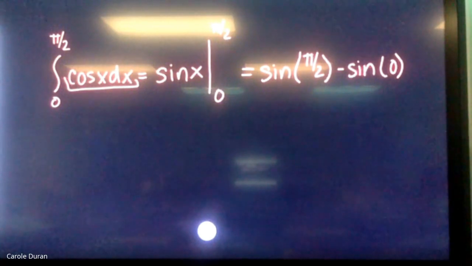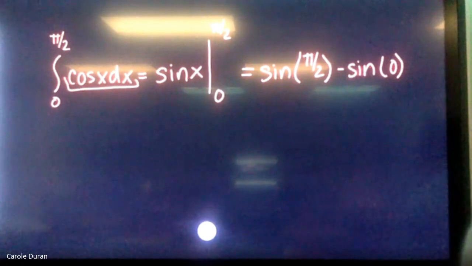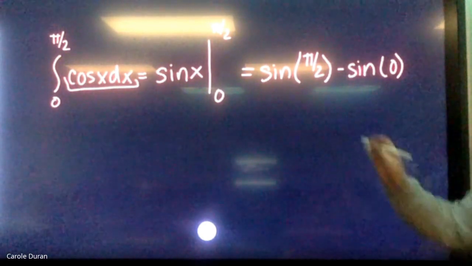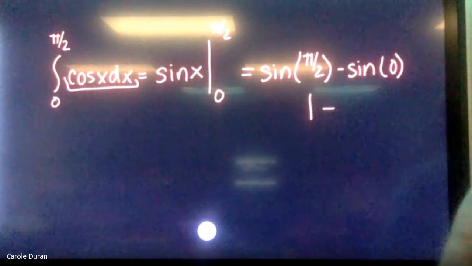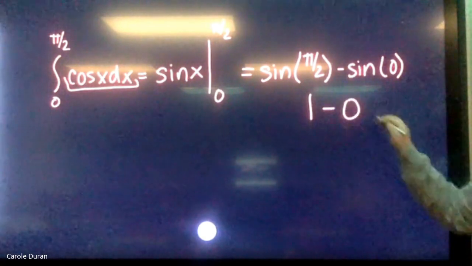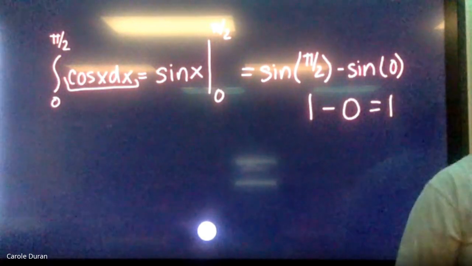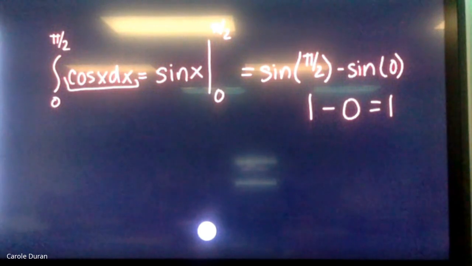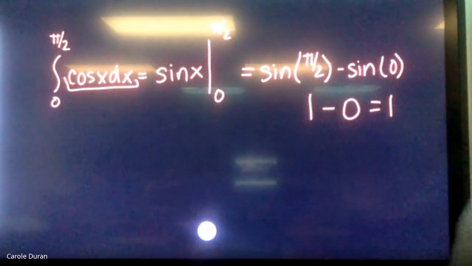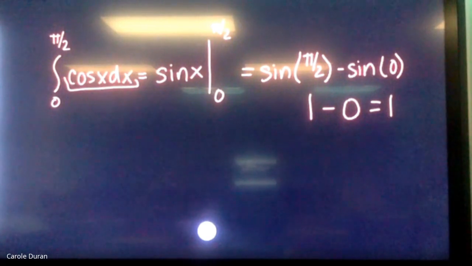So what is sine of pi over 2? 1. What is sine of 0? 0. What's 1 minus 0? 1. So the integral from 0 to pi over 2 of cosine of x dx is equal to 1, which means the area under that curve is equal to 1. So you can take the antiderivative of something and solve it at the points. Correct.